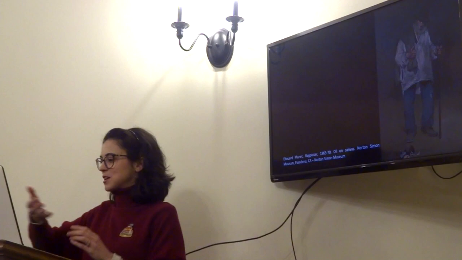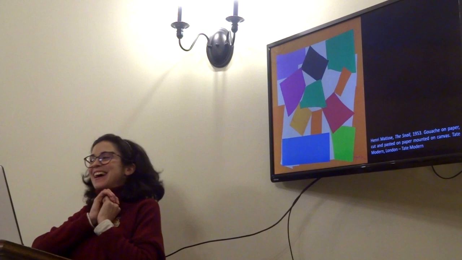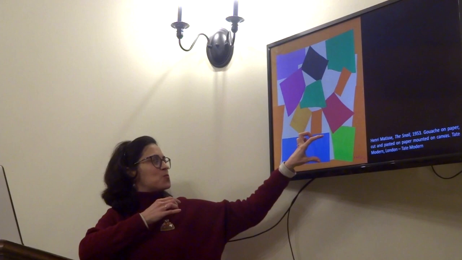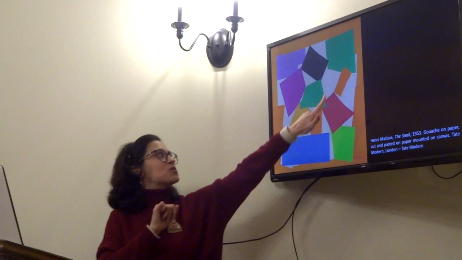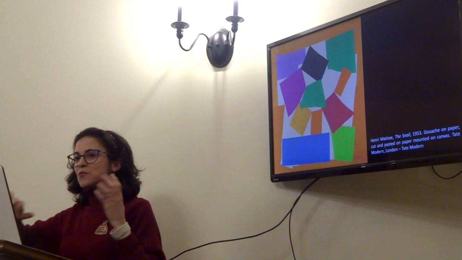And this is the snail by Matisse. Now, can you see a snail in there? It is abstract, but we still have the shape. So this would be the bottom of the snail, and this would be the shell. This concentric circle of shapes going on here is supposed to mimic the shell of the snail.